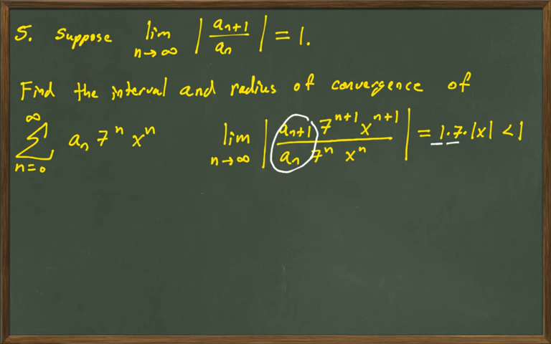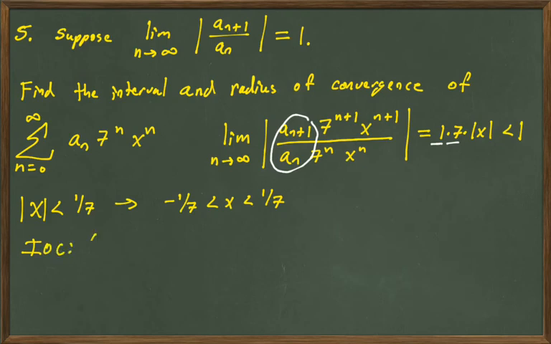And we're using the ratio test. We want to know when this converges, and that is going to be when the common ratio is less than 1. So the absolute value of x will be less than 1/7. So that says negative 1/7 is less than x, which is less than 1/7. So our interval of convergence is negative 1/7 to 1/7, and our radius is going to be 1/7.